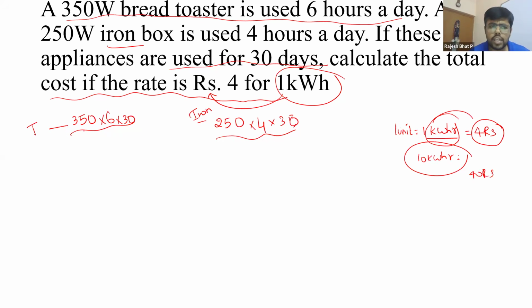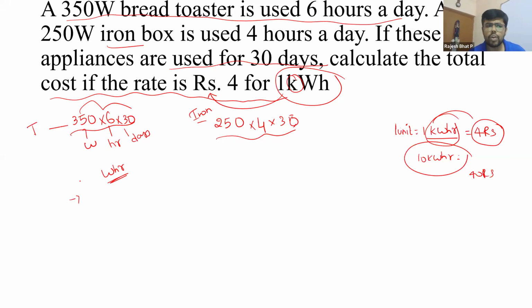So for that, this is watt, this is hour, this is days. If you multiply, what unit do you get? You get watt hour. But here it is kilowatt hour, no sir. So why should we multiply? I told you why, because we want kilowatt hour. That is why we have to multiply.